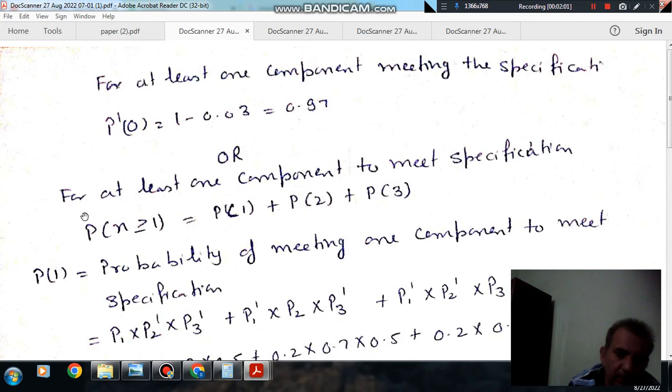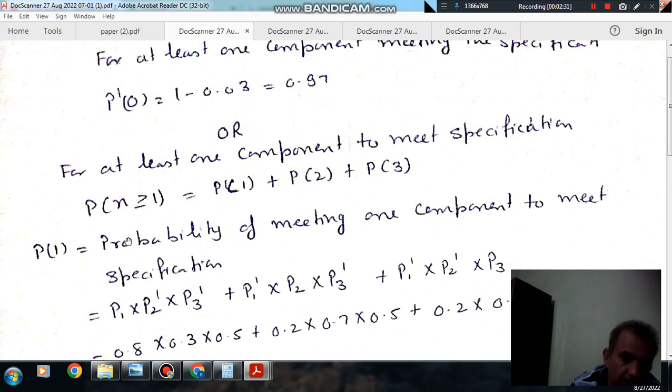So at least one component meeting a specification means: if all the three meet the specification, then at least one will meet. If two components meet the specification, then at least one will meet. If one component meets the specification, then at least one meets. Okay. So if we add these probabilities, then we get the probability of at least one component meeting the specification.